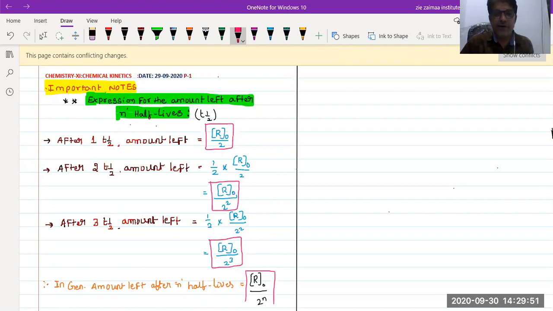And finally, I'm writing on the right hand side, the number of half lives.